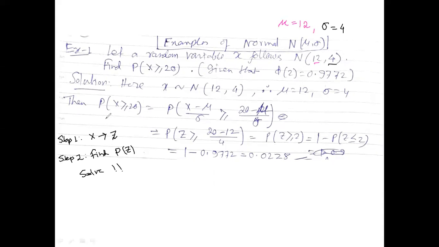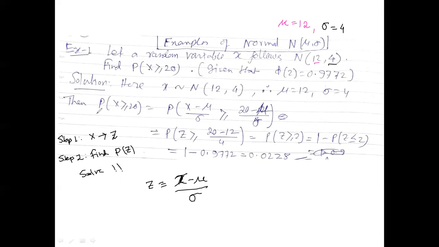First of all, we have to convert the given variable x into the standard normal variable z. Now, let us see the trick. We simply use z equals x minus mu by sigma. So this is the formula by which we can convert the given variable x into the standard normal variable z.